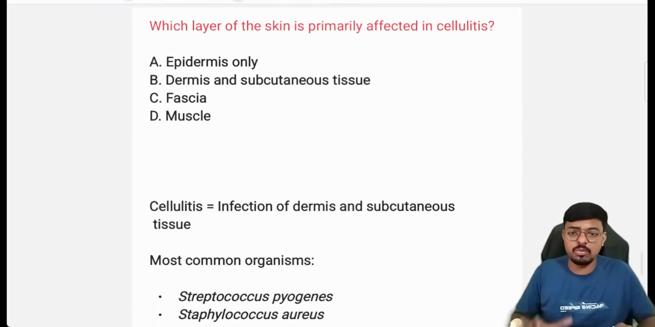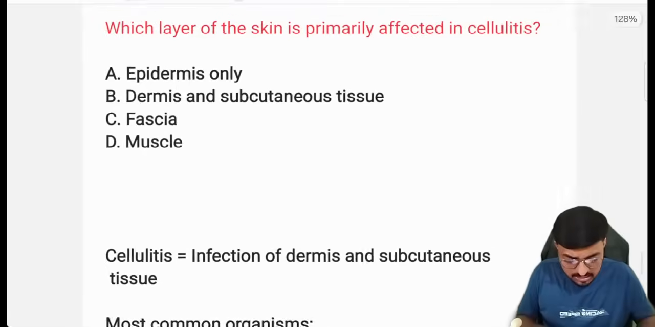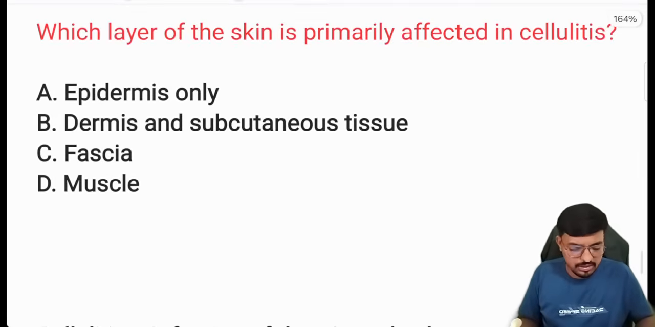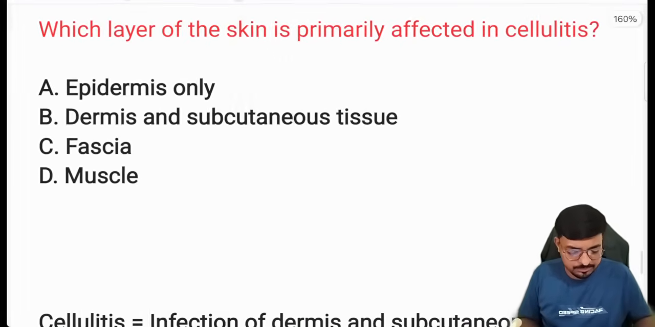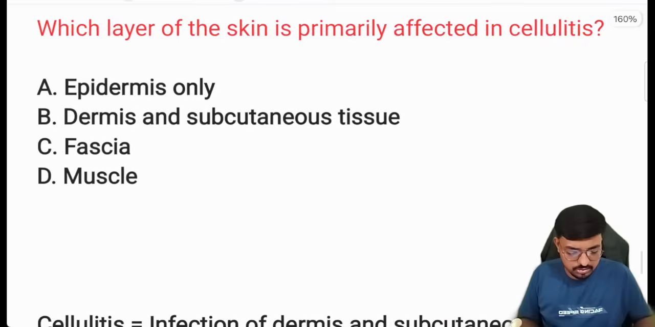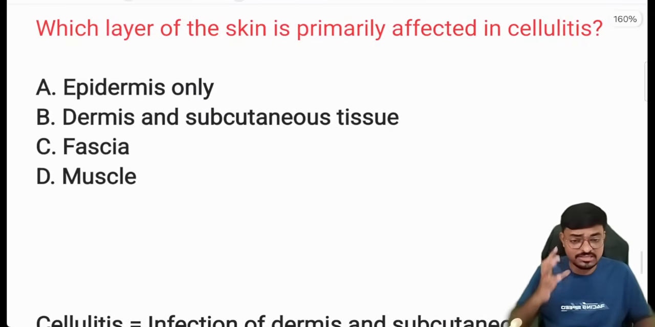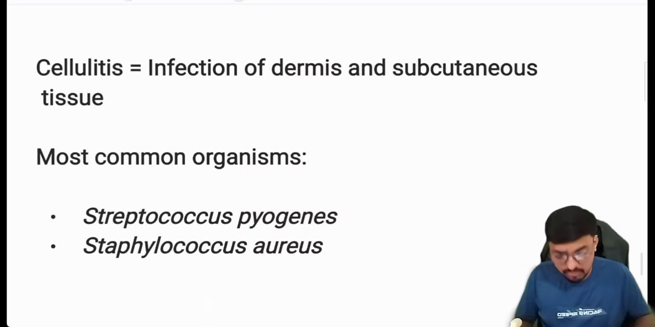And in the next video we will discuss cellulitis, and cellulitis is a very, very important concept for the upcoming exam, and we will do all the golden point chanting on cellulitis in the next class.